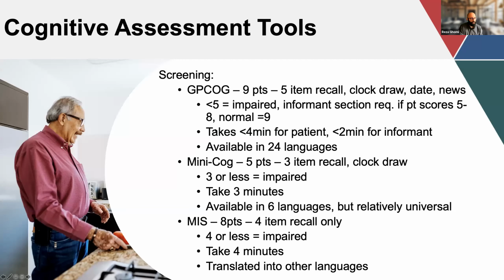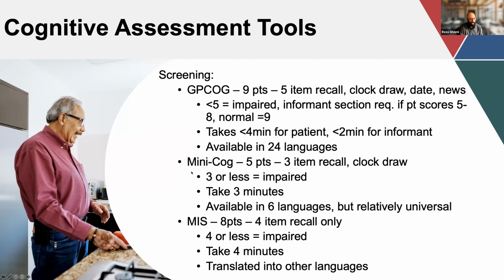So this one, it shows you the scoring. Less than 5 is impaired. 5 to 8, you want to think about it. It's in this medium range, and then normal is, of course, if they get a full score. So that's a quick one.